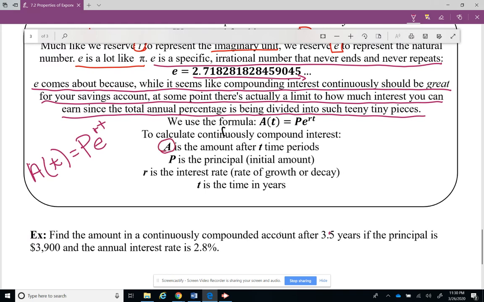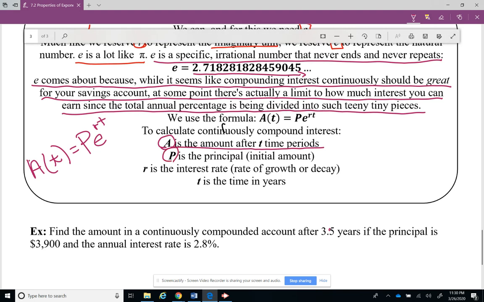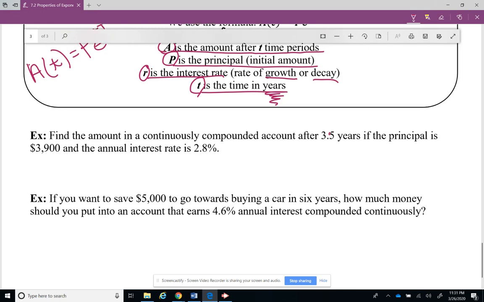So let's see. A is going to be the amount after whatever time period you're looking at. P is going to be the principal. The principal is always the initial amount that you're putting in the bank, or the initial amount that's sitting in the bank. R is the interest rate, whether it's a rate of growth or decay. And T is always the time in years. It's never in months. It's never in days. It's in years.